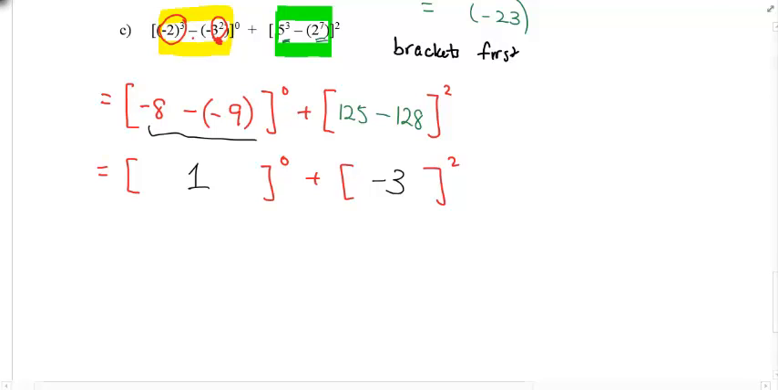And then now all we have is to simplify the exponents, and then we can do the addition. 1 to the power 0, that's just 1. And then negative 3 squared, that's just 9. Not negative 9, but 9, right? Because this is the same thing as negative 3 times negative 3. And 1 plus 9 is just 10. And there we have it.